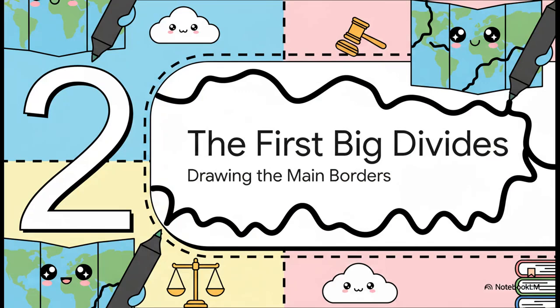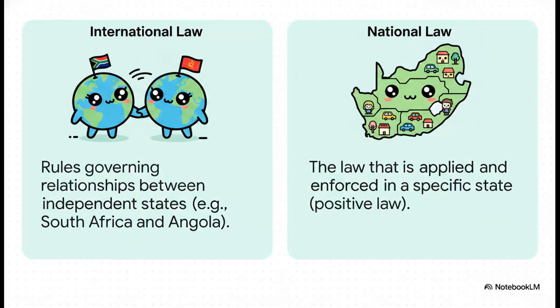Okay, foundation is laid, we know the basic language. Now it's time to actually start drawing the big borders on our map. These are the huge fundamental divisions that split the entire world of law into major territories. Our very first border separates the law outside our country from the law inside it. On one side, you have international law. This is all about how countries or states interact with each other. Think of treaties about trade or climate change between South Africa and, say, Angola.